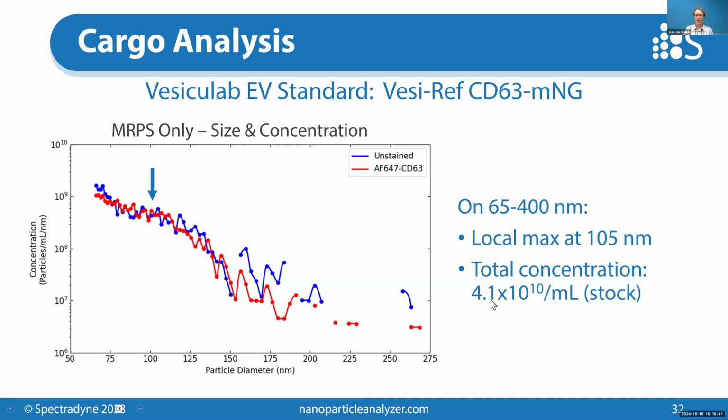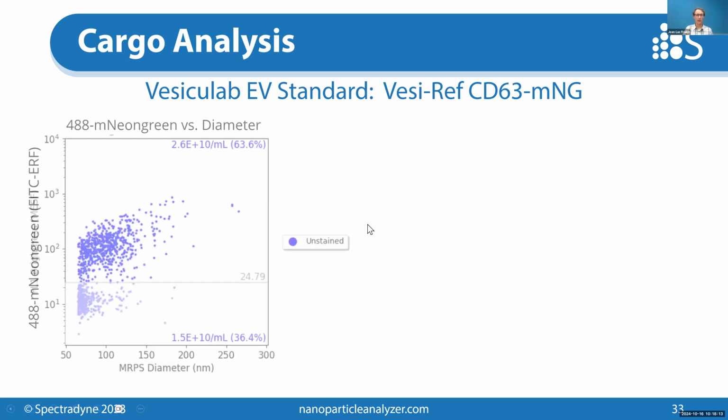Okay. The fluorescence picture is a little more interesting. So this is showing us the mNeon green expression on the unstained sample. Okay. And we're showing the brightness on the y-axis here versus the MRPS diameter, again, on the x-axis. We can see a really nice isolated cluster of green fluorescent particles in this sample. We can measure their concentration directly and see that they represent about 65% of all the particles in the sample on this measured size range.